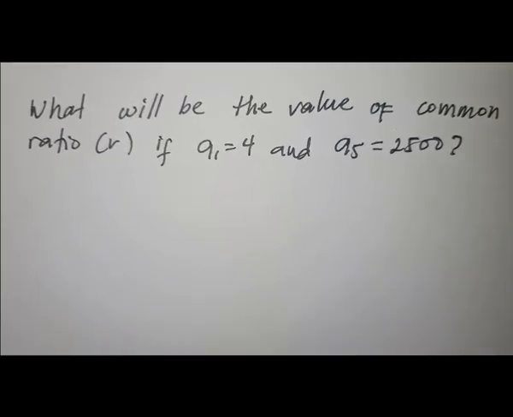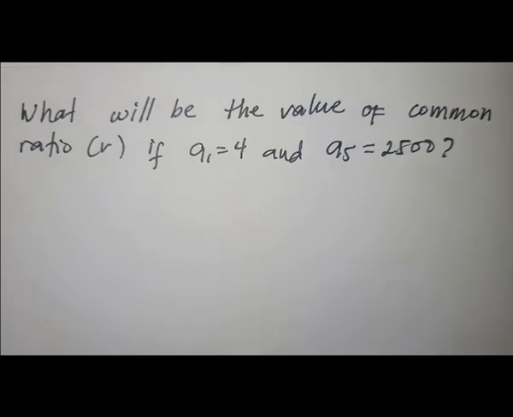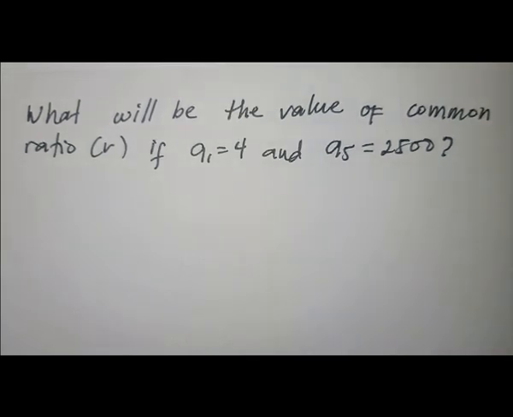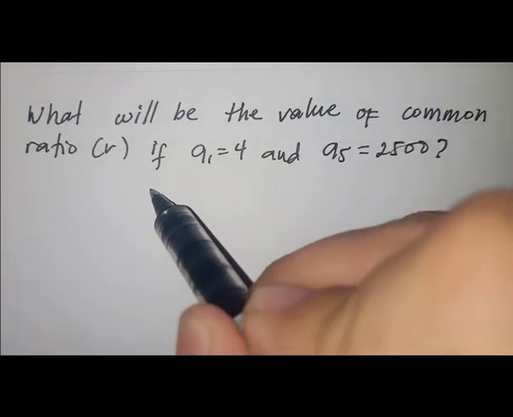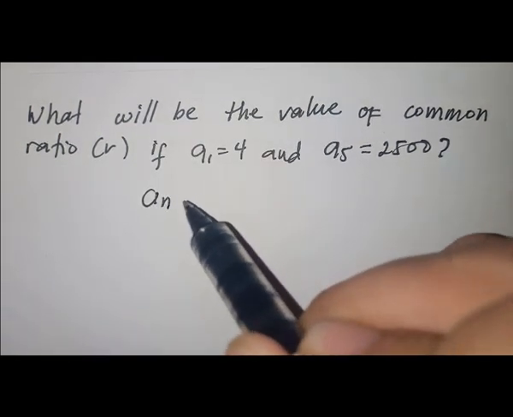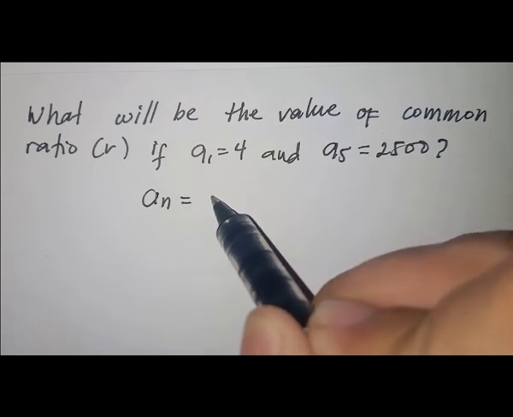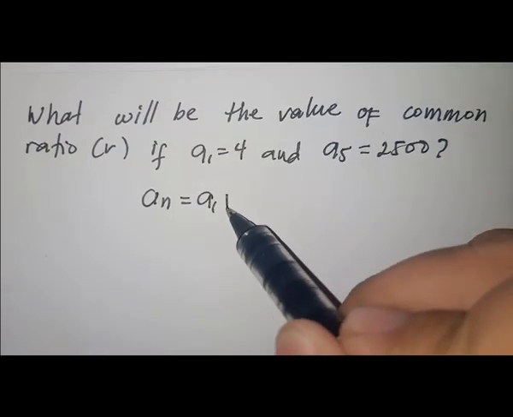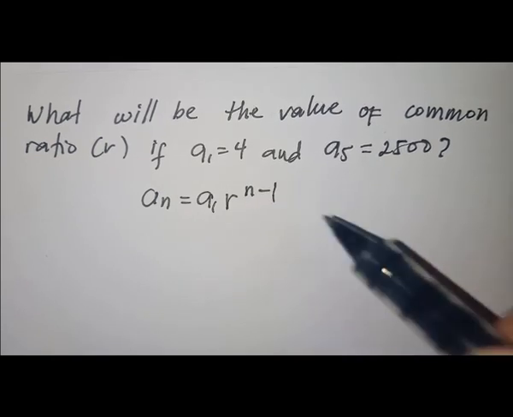Okay, so paano naman kung ganito yung problem? Try natin to. What will be the value of common ratio if a sub 1 is 4 and a sub 5 is 2,500? Oh my god, parang ang laki masyado ng value. So, subukan lang ulit natin. Again, rewrite first the formula. You have a sub n is equal to a sub 1 times r raised to n minus 1.